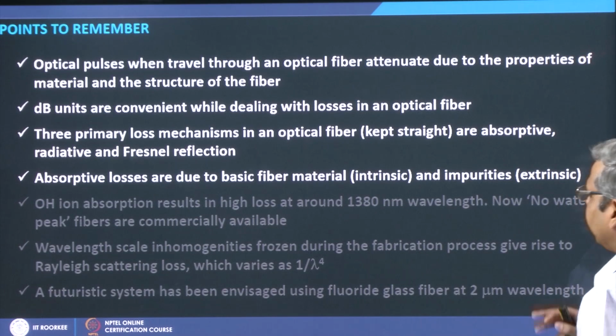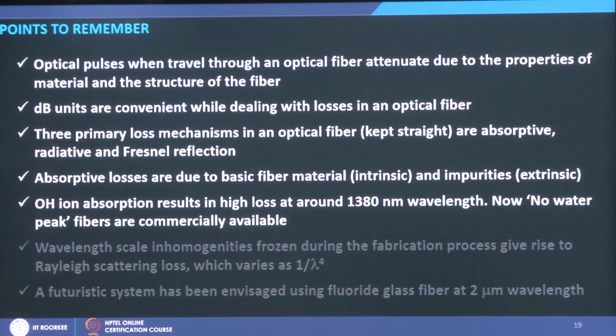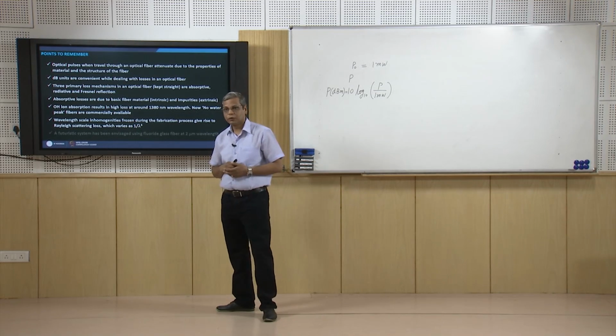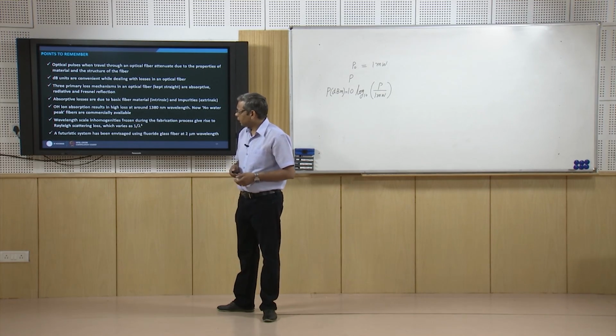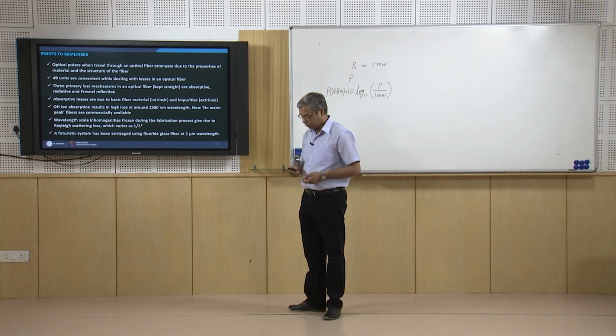Absorptive losses are due to basic fiber materials, which can be silica or germanium doped silica, and extrinsic losses are due to impurities. Among impurities, OH ion absorption results in high losses at around 1380 nanometer wavelength, but now water peak free fibers are commercially available. We had also seen that wavelength scale inhomogeneities which are frozen during the fabrication process of an optical fiber cause scattering, and this is Rayleigh scattering loss, which varies as 1 over lambda to the power 4. Then a futuristic system has also been envisaged using fluoride glass fibers at 2 micrometer wavelength.